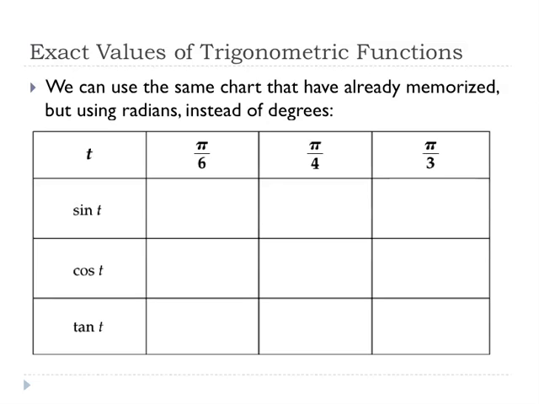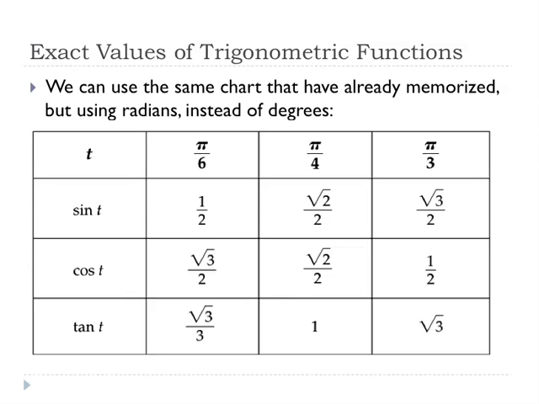Okay, so just to write this chart down for yourself, just to remind yourself, remember this is going across. They're all over 2 for sine and for cosine, and it goes 1, root 2, root 3. Cosine goes the opposite, root 3, root 2, 1. And then tangent is root 3 over 3, 1, and root 3.